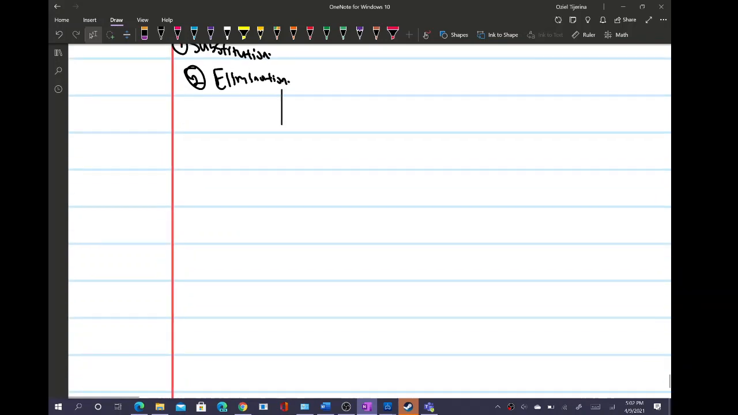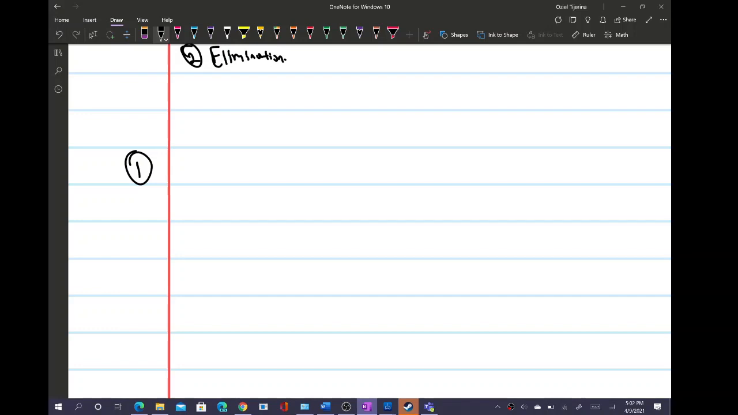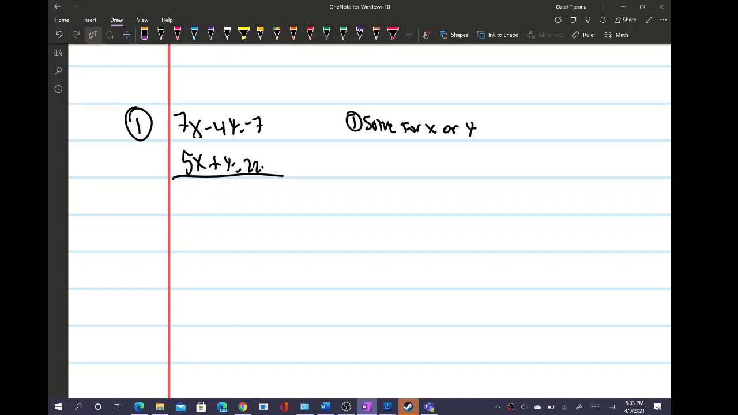So let's do substitution. The first one that I want to work on is 7x minus 4y equals negative 7. And your solution is always going to be a coordinate. Then we have 5x plus y equals 22. So what you're going to do is, number one, solve for x or y. Usually you would do the easier one. So here we can solve for y. 5x plus y equals 22. So then we have minus 5x on both sides. This cancels out. We have y equals 22 minus 5x.